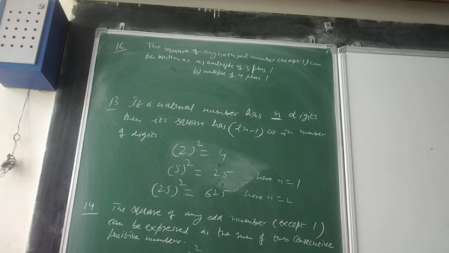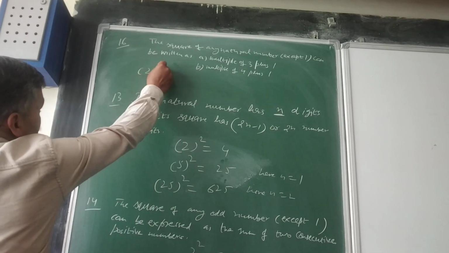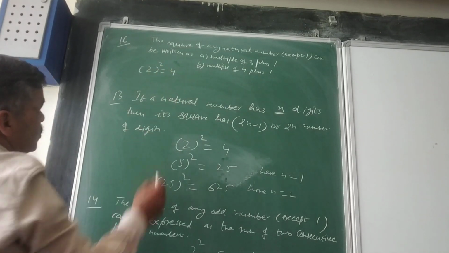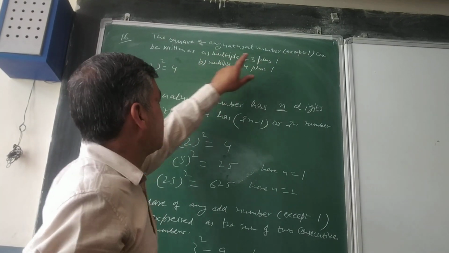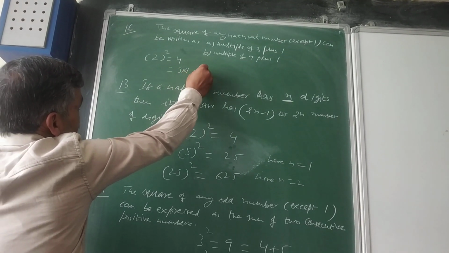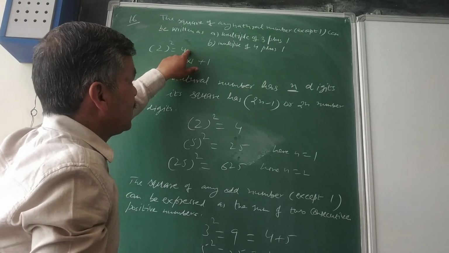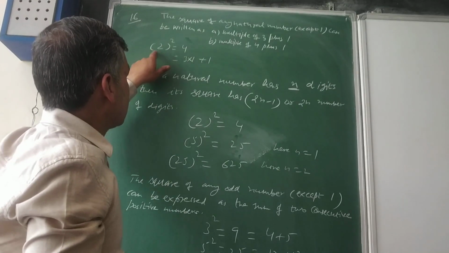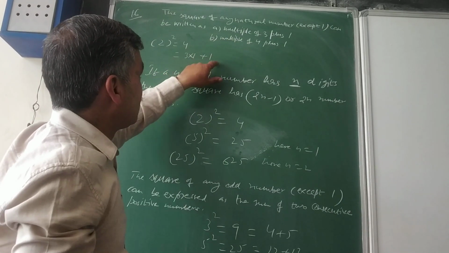Square of any natural number except 1. Suppose I am taking 2. So the square of 2 is equal to what? 4. So 4 I can express in terms of a multiple of 3 plus 1. I know that 3 into 1 is 3, plus 1 is equal to what? 4. Understand? So this square 4 I can express as a multiple of 3 plus 1.